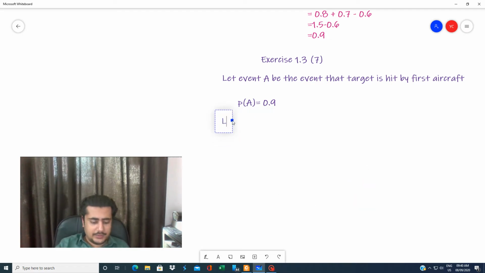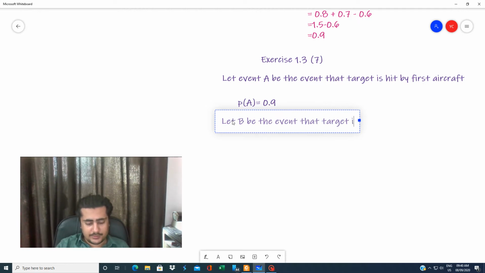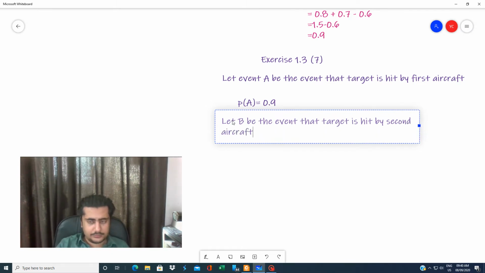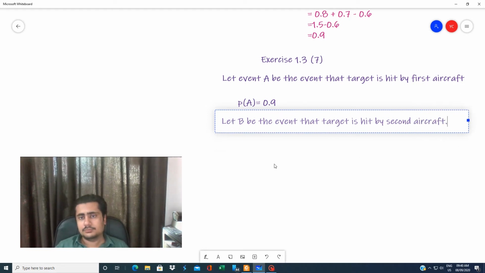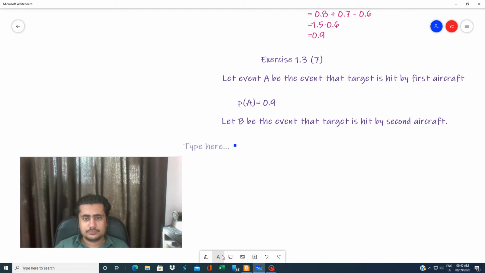In similar way, let B be the event that target is hit by second aircraft. P of B is 0.7.